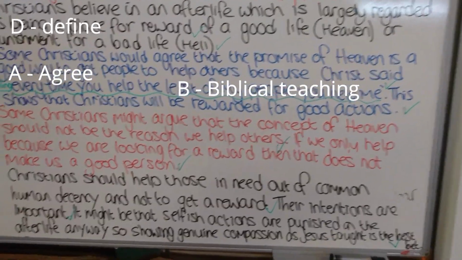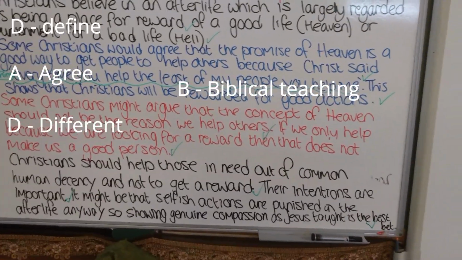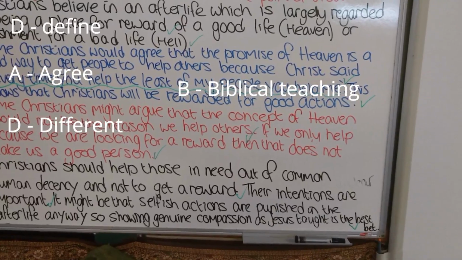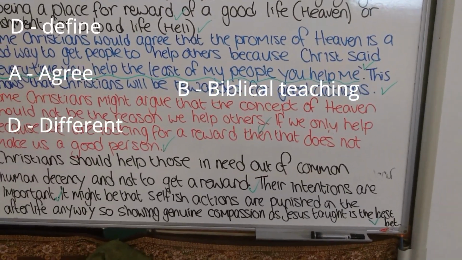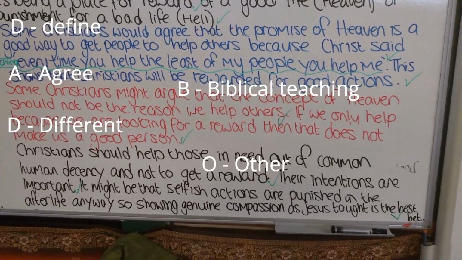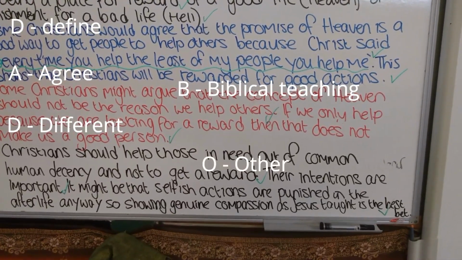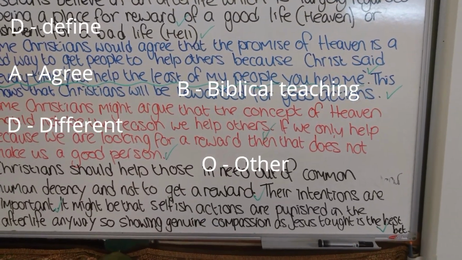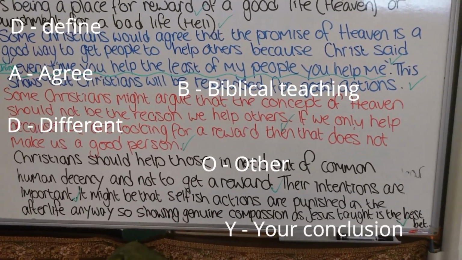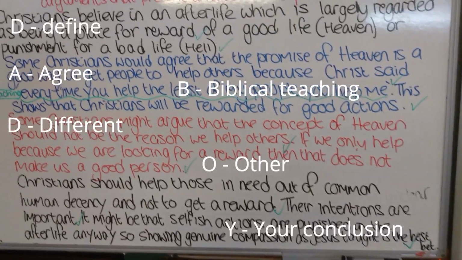An alternate point of view, a different point of view: some Christians might argue that the concept of heaven should not be the reason we help others. If we only help because we are looking for a reward, then that does not make us a good person. Christians should help those in need out of common human decency and not to get a reward. Their intentions are important. It might be that selfish actions are punished in the afterlife anyway, so showing genuine compassion as Jesus taught is the best bet.